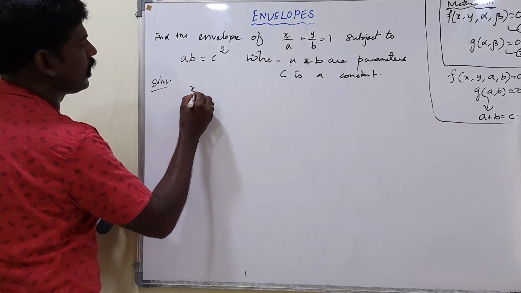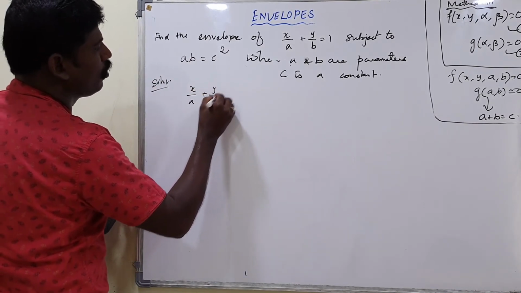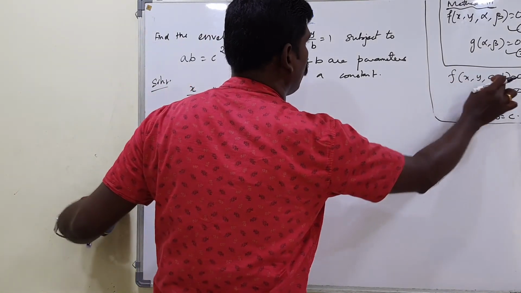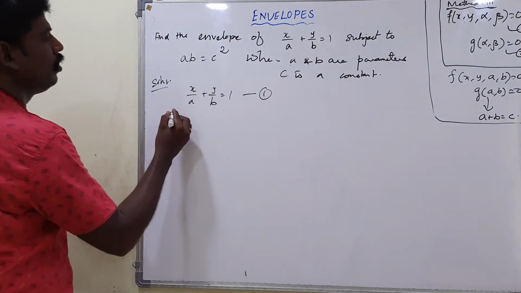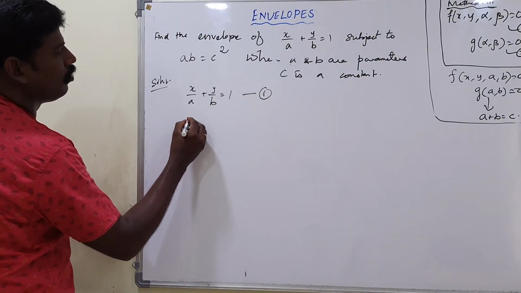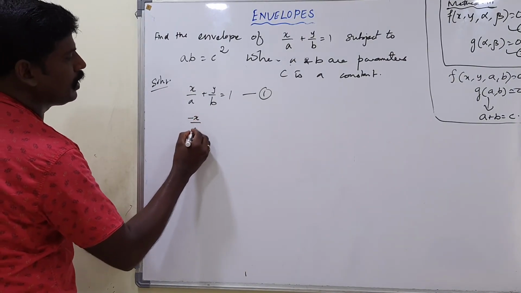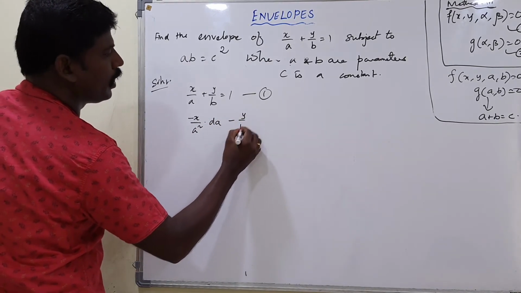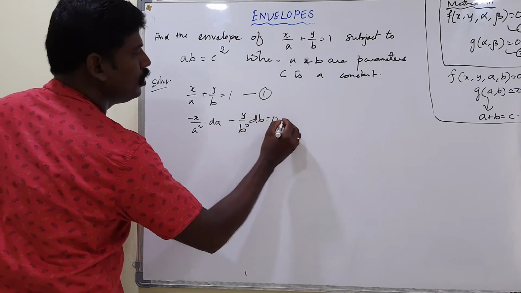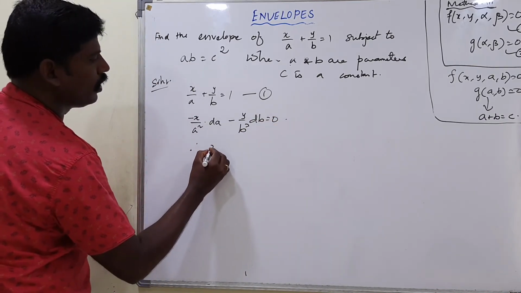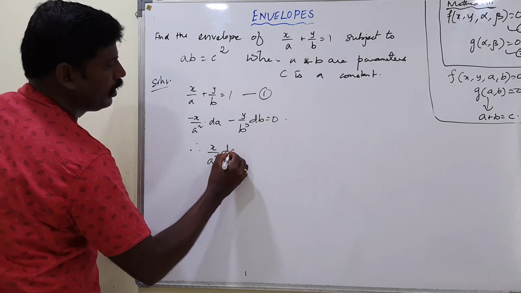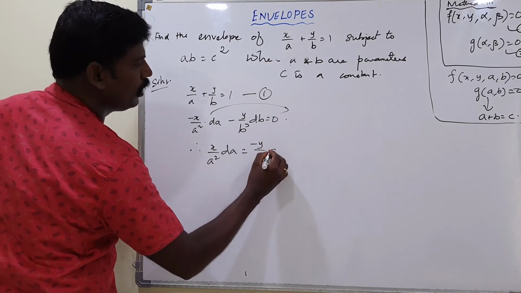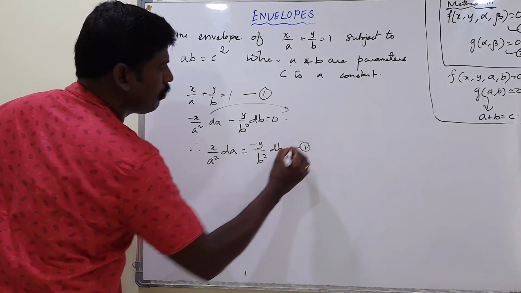So the given equation x/a + y/b = 1 is called equation number 1. It is in the form f(x, y, a, b) = 0. Taking differentials, this becomes minus x/a² dA minus y/b² dB equal to 0. Therefore, x/a² dA = minus y/b² dB, called equation number 1.